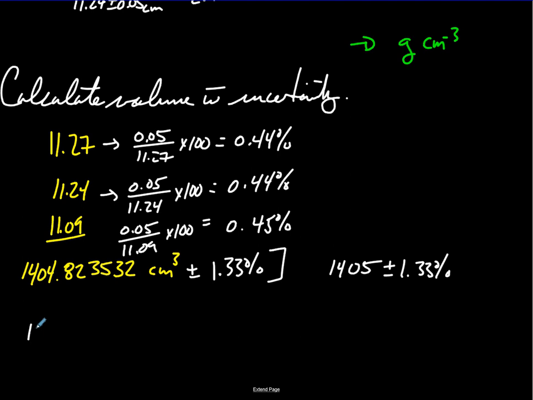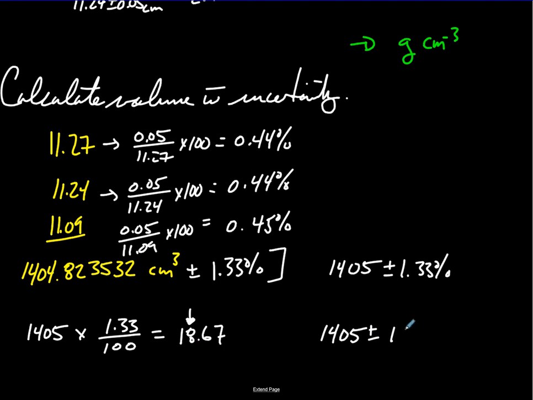So to do that, you take your value here, and you get that. Gives you that. So your final way of writing this out would be 1405 plus or minus, and it makes sense to just round so that your lowest sig fig is the same on each one. So that rounds to 19.